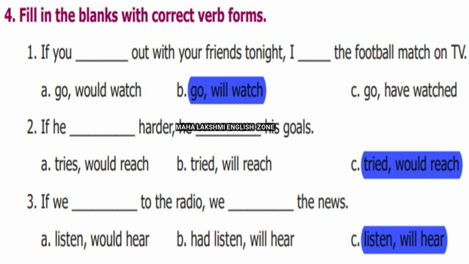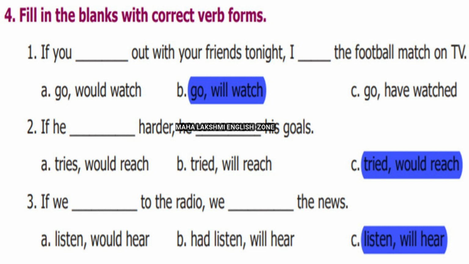Since it is present tense, the other verb should be in will or won't, but it is given would, so it is wrong. The second one, go, is a present tense, and the answer is will plus verb, so it is the right option. And the option C, go is the present tense, they have given have watched, so the option is wrong.